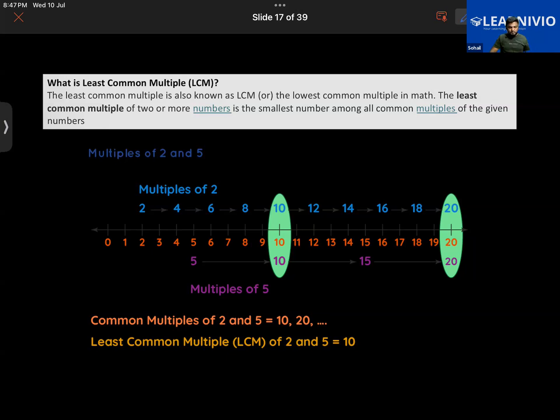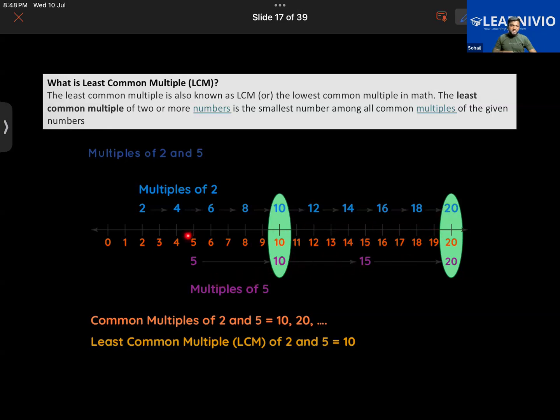The least common multiple is also known as LCM or the lowest common multiple in math. The least common multiple of two or more numbers is the smallest number among all common multiples of the given numbers. Okay. So it is basically the smallest number among all the common multiples of given numbers. Like for example, here multiples of 2 are written as follows: 2, 4, 6, 8, 10, 12, 14, 16, 18, 20. Then multiples of 5 are also written over here.